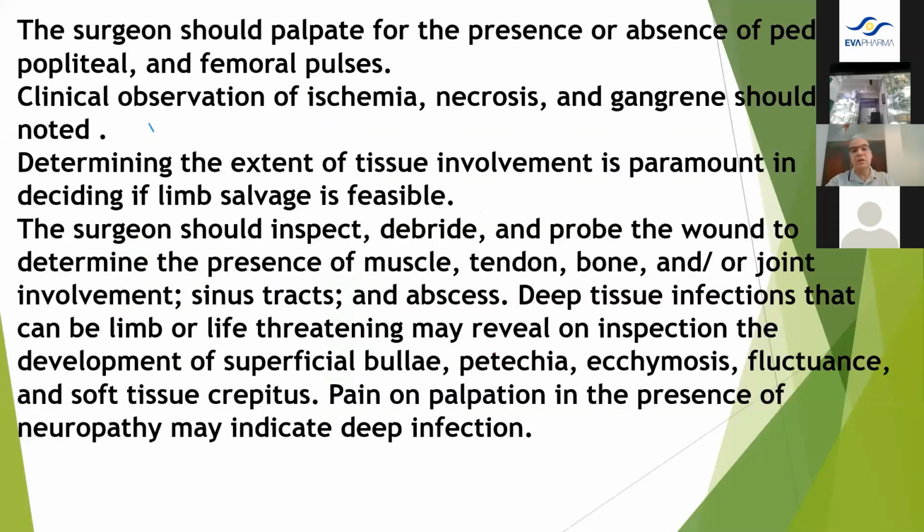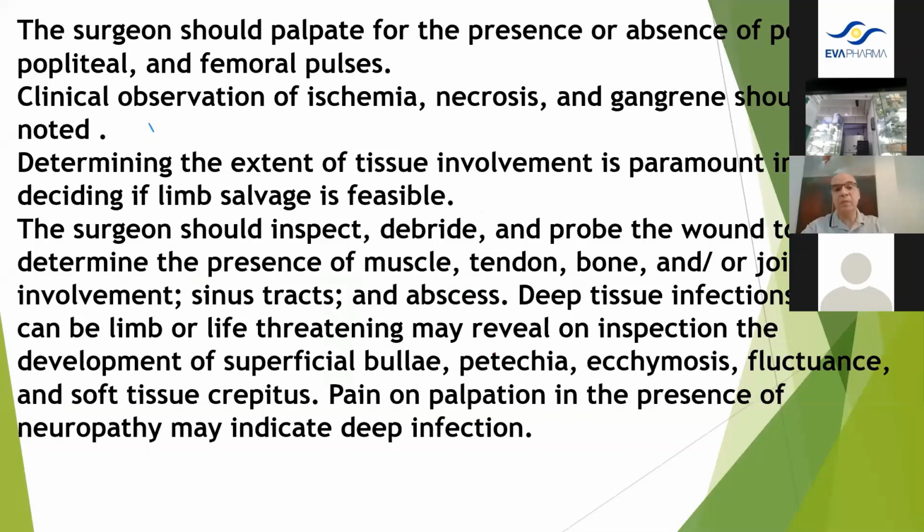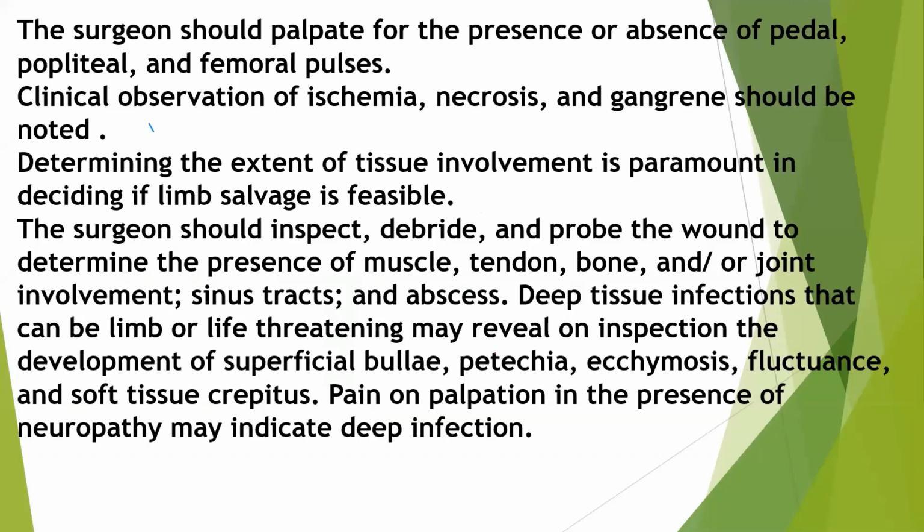So the surgeon, when he sees the patient, should palpate for the presence or absence of pulses: femoral, popliteal pulses and pedal pulse. And we should observe signs of ischemia, necrosis, and gangrene should be noted. We have to determine the extent of the tissue involvement because it is important to see if this limb can be saved or not. The surgeon should inspect the wound and probe it to determine the presence of muscle, tendon, bone, or joint involvement.